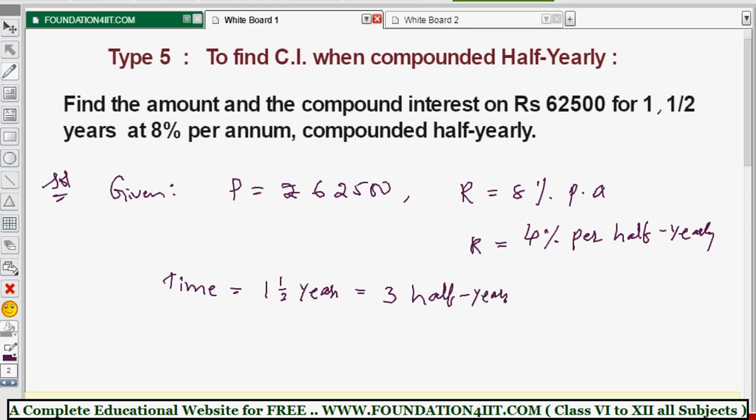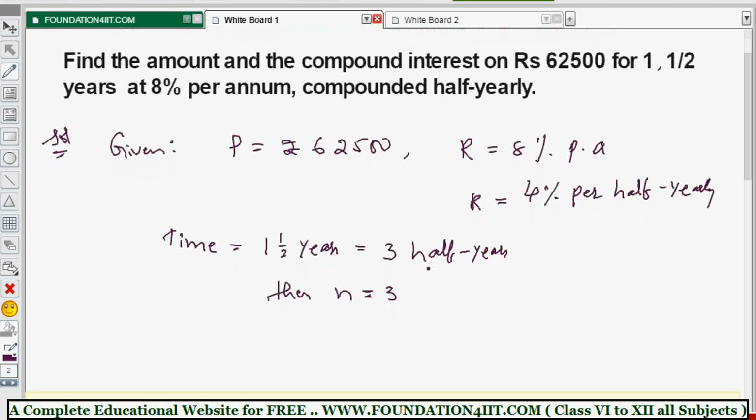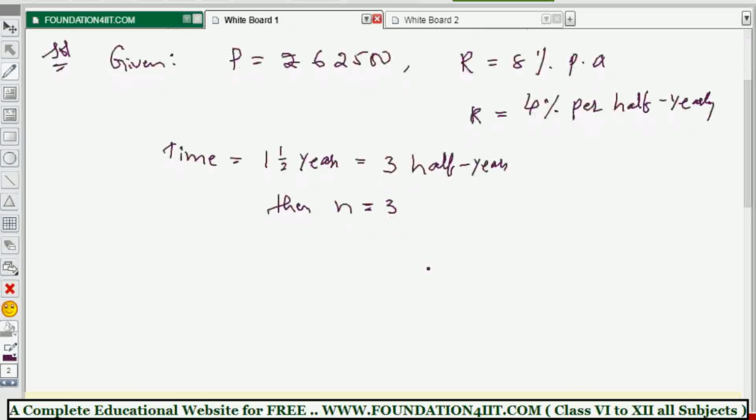Okay, 3 half years. That means n is equal to 3. Right? In the place of n, we should keep 3, because 3 times that cycle should be rotated. That means compound interest should be calculated. Yes. Now P, R, N, just substitute in the formula for the amount. It's simple. Therefore, amount is equal to.